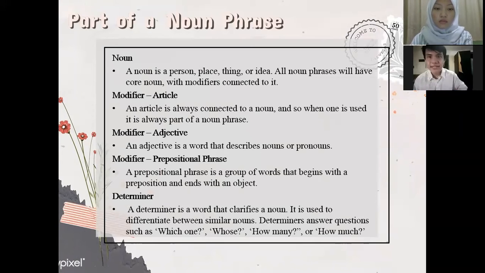The third one is modifier adjective. An adjective is a word that describes nouns or pronouns. Fourth is modifier prepositional phrase. A prepositional phrase is a group of words that begins with a preposition and ends with an object. And last, determiner. A determiner is a word that clarifies a noun. It is used to differentiate between similar nouns. Determiners answer questions such as which one, whose, how many, or how much.